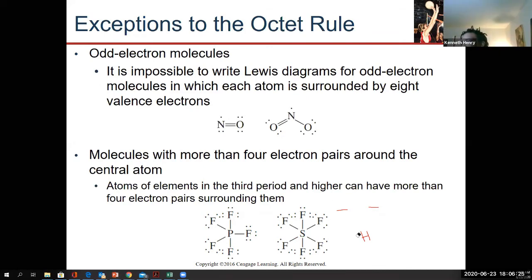Okay, so odd number of electrons. If you count your total number of electrons, what is the total number of valence electrons for nitrogen and oxygen? How many valence electrons does nitrogen have? 5. Okay, so it has 5. And then oxygen has how many? 6. It has 6. It's not even. That's right. So 5 plus 6 is 11.